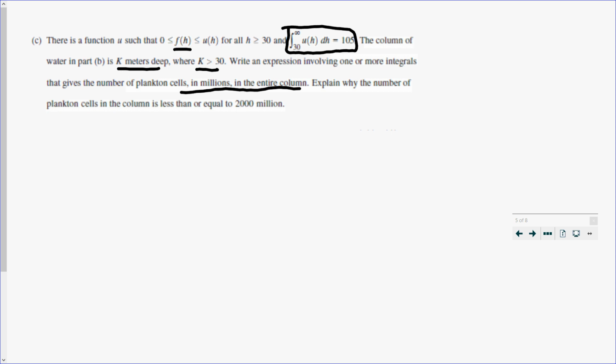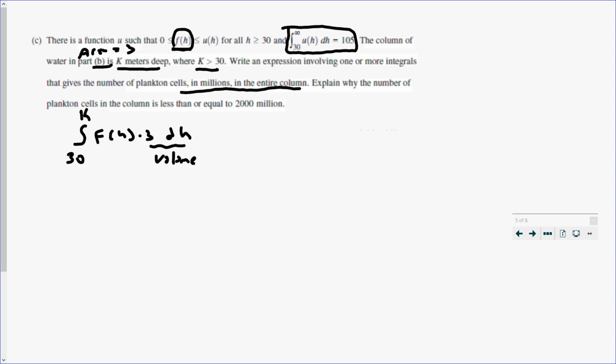So remember, from part B, our area for part B was 3. So what they're saying is, if we're starting at 30 meters, how do we get the population? Remember, that's going to be the density. But the density after 30 is given by F. So it's going to be F of H times 3 dH. Remember, this is our volume, right? And that's going to go from 30 to K.